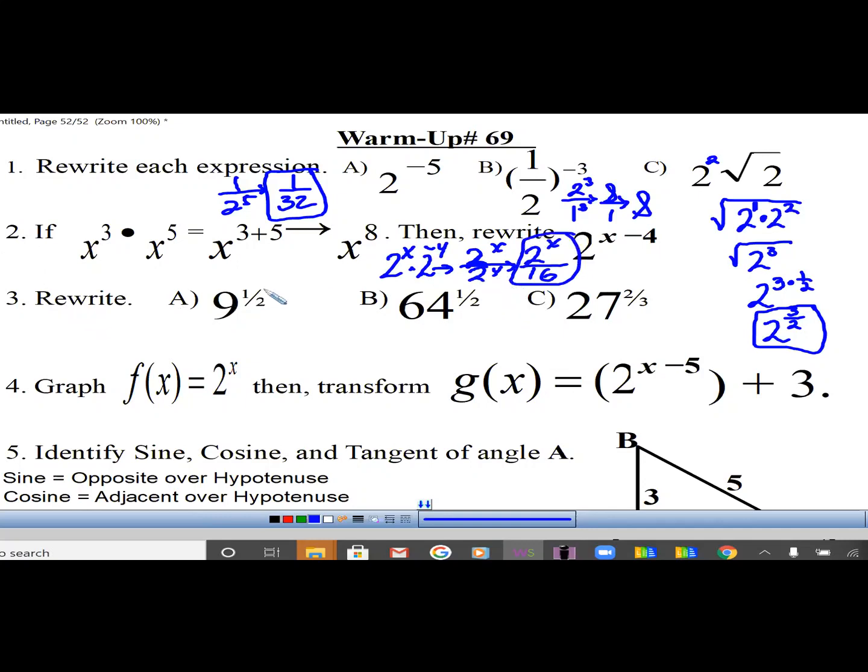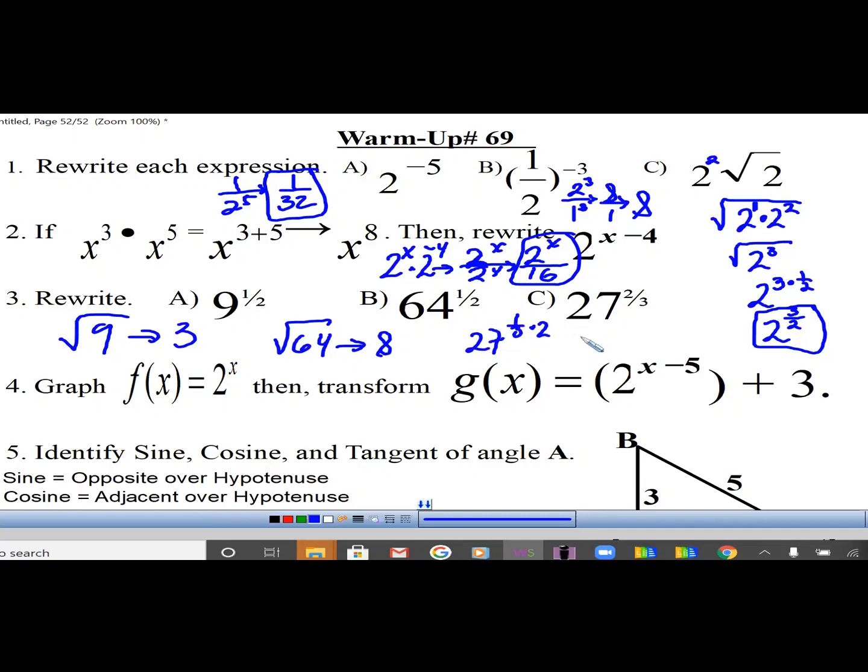Part 3, 9 to the 1/2 becomes square root of 9, which is 3. 64 to the 1/2 is square root of 64, which is 8. 27 to the 2/3, we cannot write a radical unless we rewrite the exponent. So this is 27 to the 1/3 times 2.